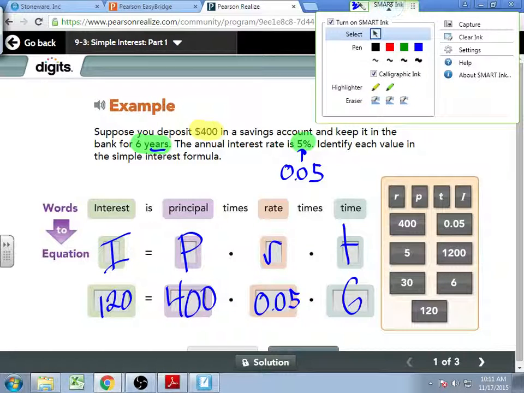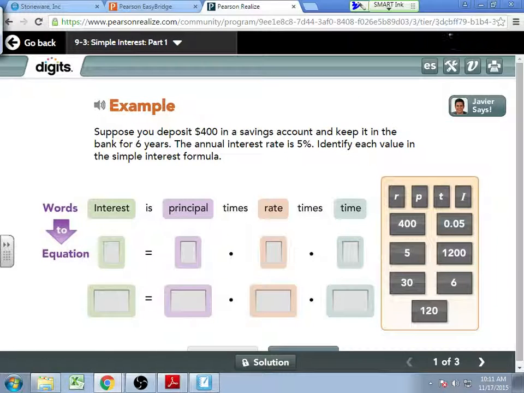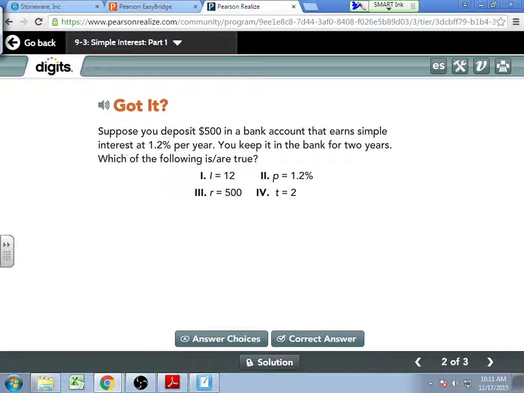If it's false, cross it out. If it's true, put a check next to it. You deposit $500 into an account with simple interest paying 1.2%. That's a lot more realistic, close to 1%. And leave it there for 2 years.